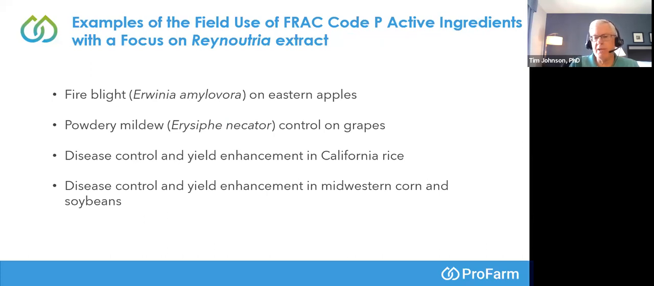So we've got fire blight, which is a bacterial disease. It's more severe on eastern apples and western apples. I should have included western apples, but the examples will be out east where higher moisture conditions make fire blight an extremely severe disease. Powdery mildew on grapes, which is a worldwide issue wherever grapes are growing. And then I'll look at some yield enhancement on Midwestern corn as well as California rice.